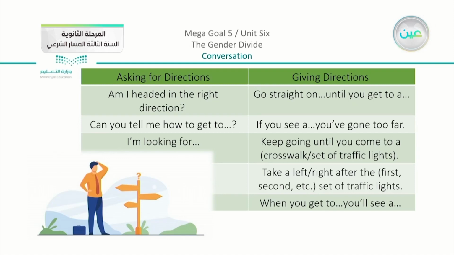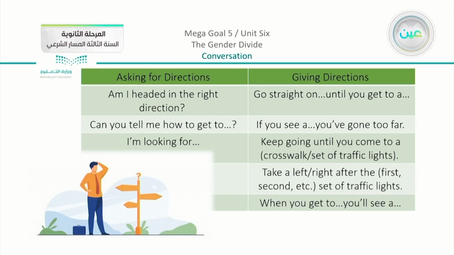For example, am I headed in the right direction? Can you tell me how to get to, or I'm looking for? On the other hand, when I am giving directions, I do have more options. Go straight, you can go left. If you see something, you've gone too far. We can say also to take left or take right.